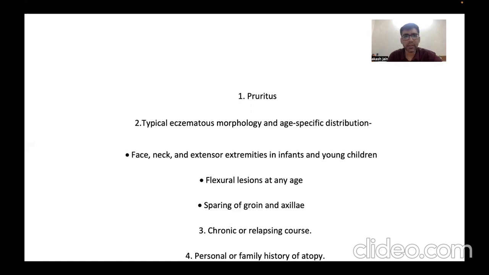So this is the Hanifin and Rajka criteria, where the patient has pruritus, itching. Second is typical eczematous morphology, lesions and age-specific distribution of the lesions. That is face, neck, and the extensor extremities in infants and young children, flexural lesions at any age, from late childhood to adult, sparing of groin and axilla and flexor parts. Third is chronic or relapsing course. And fourth is personal or family history of atopy or allergy.